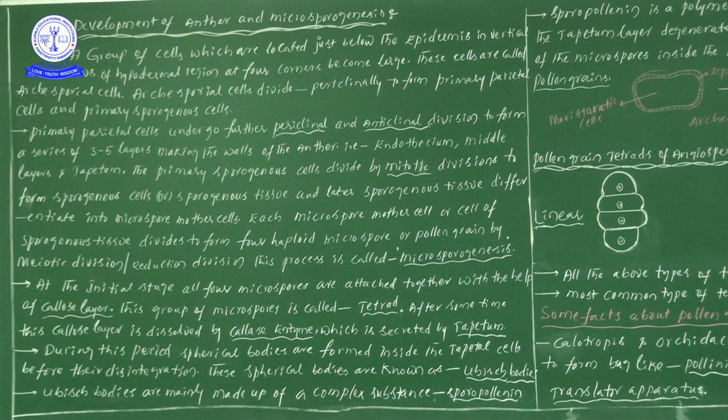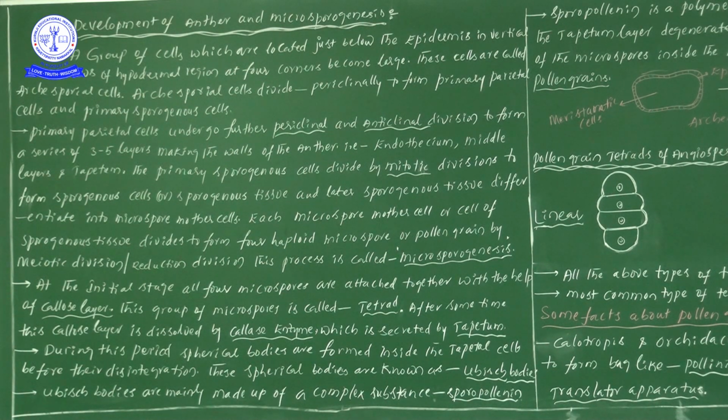By which kind of division? Periclinal division. Periclinal division means, suppose one cell is there, a parallel cut, not vertical, right? A parallel cut is what we call periclinal division. So one archisporial cell divides periclinally and forms 2 cells: primary parietal cells and primary sporogenous cells. Now let us watch what the activity of each is, one by one.